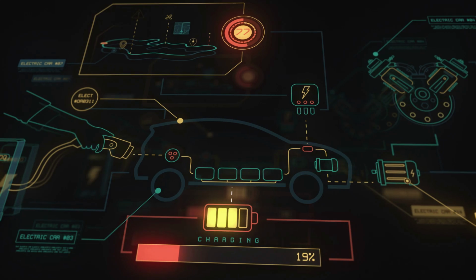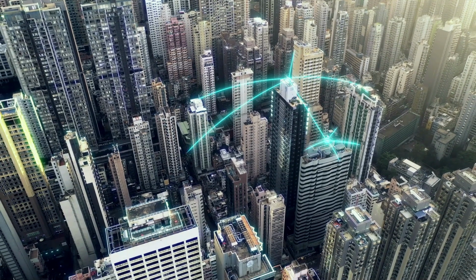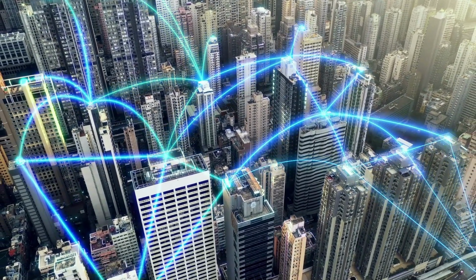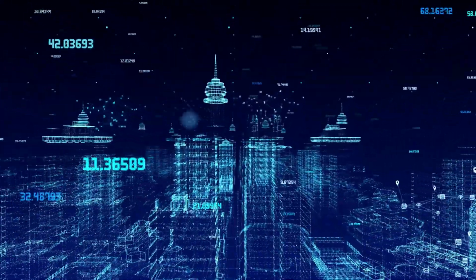Every modern advancement, from electric vehicles to smart cities, relies on systems engineering to bring ideas to life. Systems engineering ensures the world keeps running smoothly.